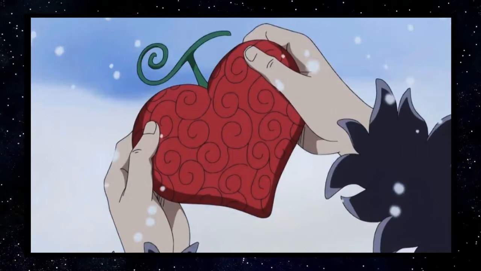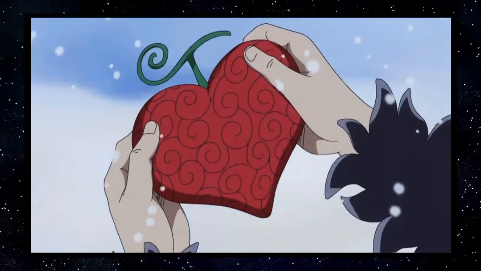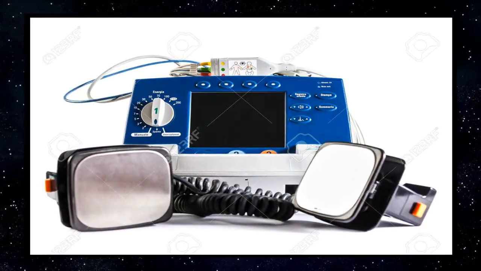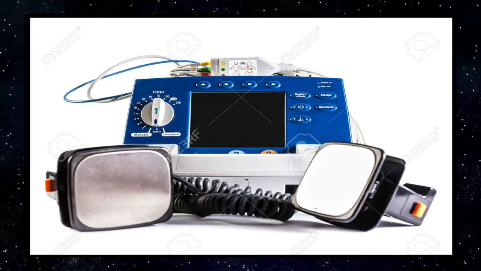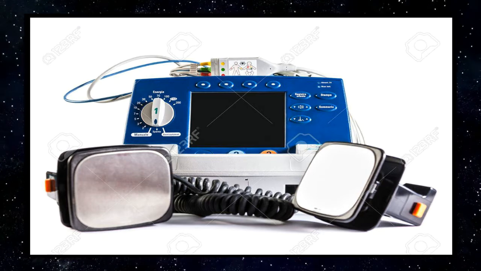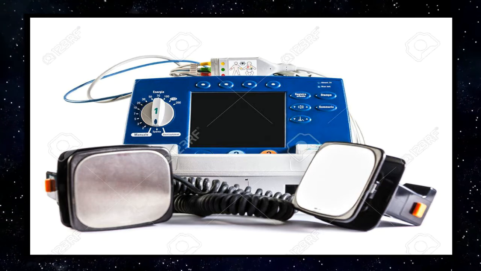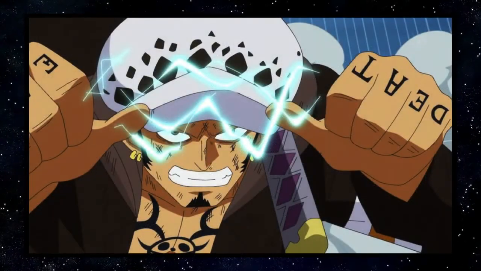The user also has the ability to generate an electrical charge, which is like a defibrillator. If you guys do not know what a defibrillator is, it is something that doctors use to shock people back to life when they're on the brink of death. So it's used to shock people back to life, and that is the quickest and most basic term I can give you when it comes to the defibrillator itself.